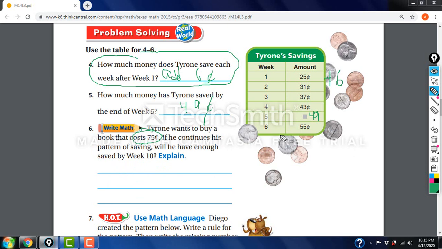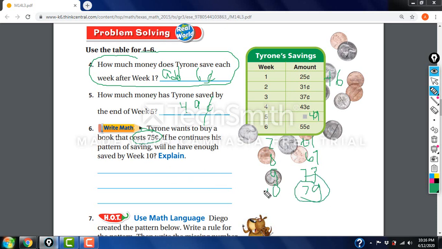Explain it. So let's finish the pattern. Week 7, I add what? 6. It'll be 61. Week 8 will be what? Add 6, 67. Week 9, add 6, 73. Week 10, add 6, 79. So at the end of 10 weeks, will he have enough saved to buy the book?